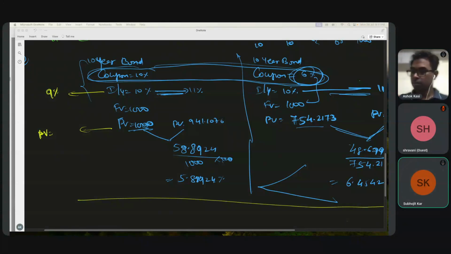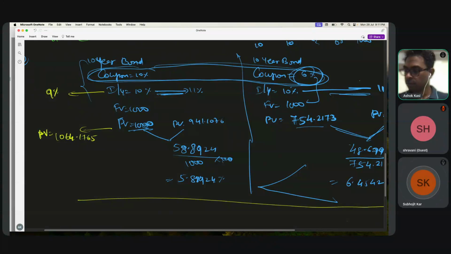1064.1765. Similarly, here also you calculate if the interest rate goes to 9%. What is the present value in this case? 807.4702.